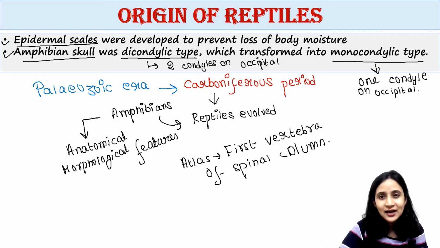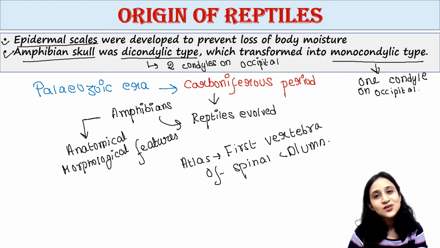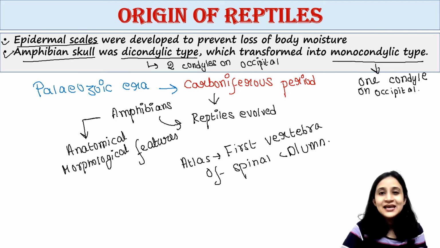And the condyle allows the head to move from side to side, right, like that and that, or up and down, as well as to rotate also. So a monocondylic skull is found in birds and reptiles, whereas a dicondylic skull is found in mammals and amphibia. So this is the second feature.